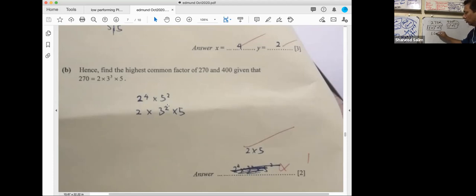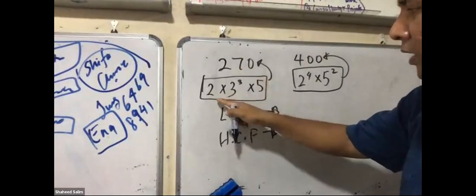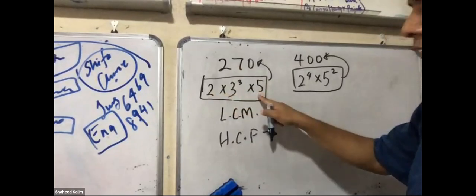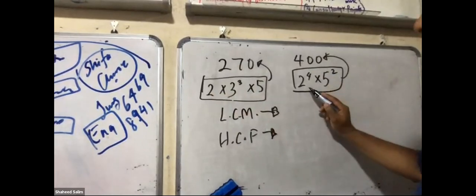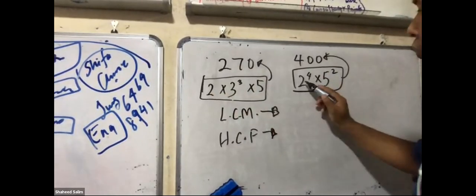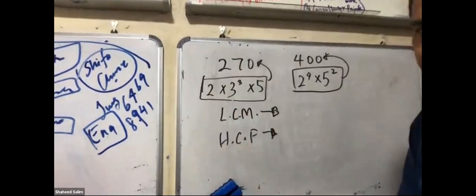Now, you need to know how to find the LCM from here, or both of them, and how to find the highest common factor. Okay, I'm now going to show you the screen. Okay, Edmund, this is given in your question. 270 is 2 times 3 to the power 3 times 5. That's a prime factorization. Prime factorization of 400 you wrote in your test paper: 2 to the power 4 times 5 to the power 2. Correct. How to find LCM? How to find HCF? They want you to find HCF.